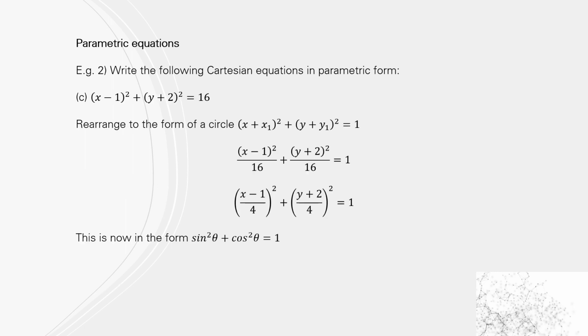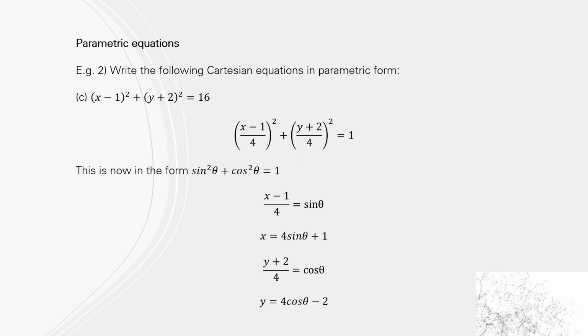One's a little bit harder. So we have to arrange it in the form of a circle, so that we can actually just get it into the form of sine squared theta plus cos squared theta equals 1. So dividing by the 16 allows us to get it to equal to 1. The 16 is 4 squared, so let's make it into x minus 1 over 4 all squared and y plus 2 over 4 all squared. And that now gets us into the form of sine squared theta plus cos squared theta.